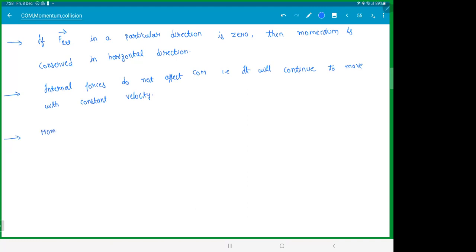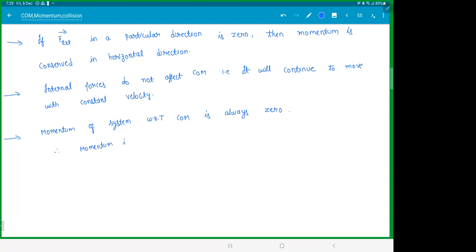Momentum of the system with respect to center of mass is always zero. Think about it. If you go and stand on the center of mass, what will you think? Center of mass is not moving. If center of mass is not moving, then the momentum is zero. And momentum of the system is momentum of center of mass. Therefore, momentum is always conserved in the center of mass frame.